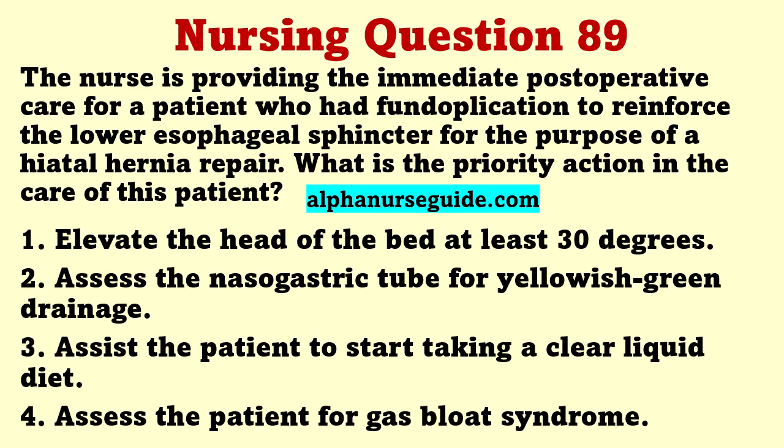The correct answer is 1. Elevate the head of the bed at least 30 degrees. Rationale: The primary concern in the immediate postoperative period is the potential for airway complications. Elevating the head at least 30 degrees decreases the chance for aspiration and facilitates respiratory effort. The other options are also correct, but will occur later in the postoperative period.